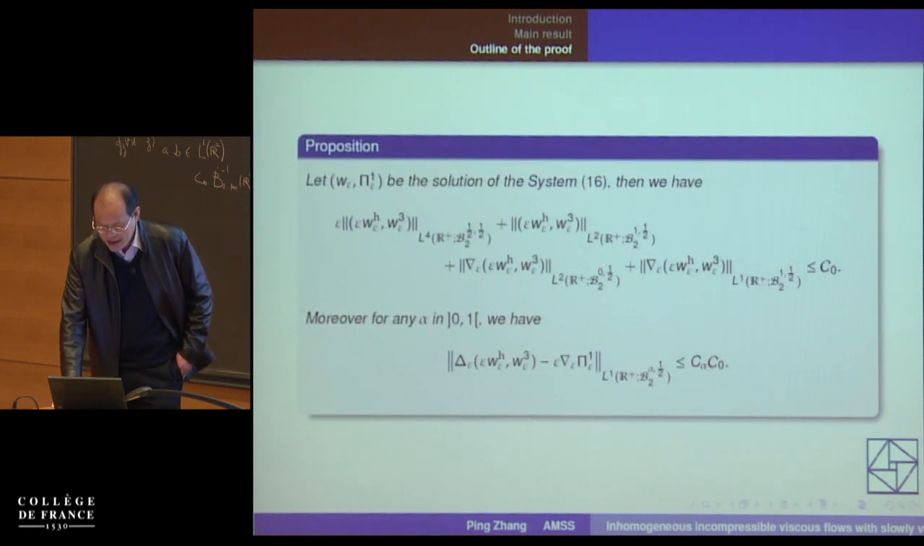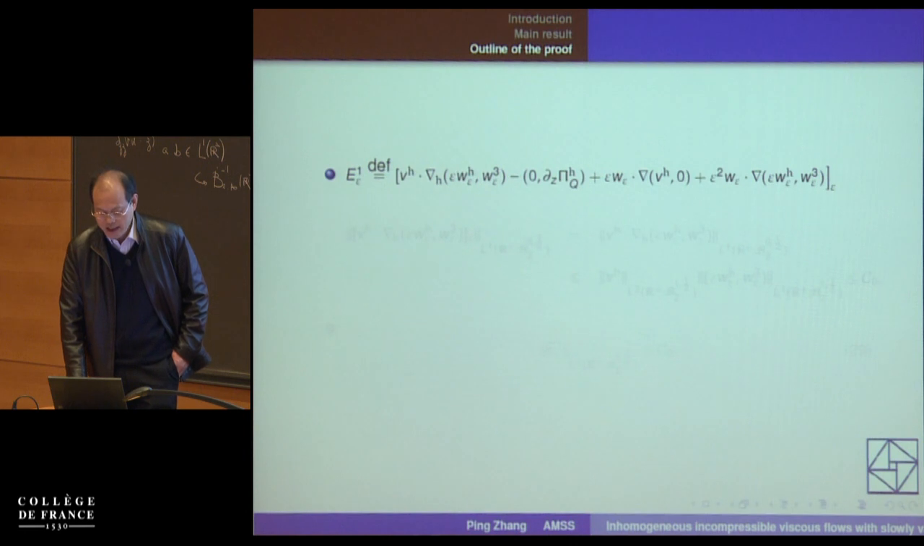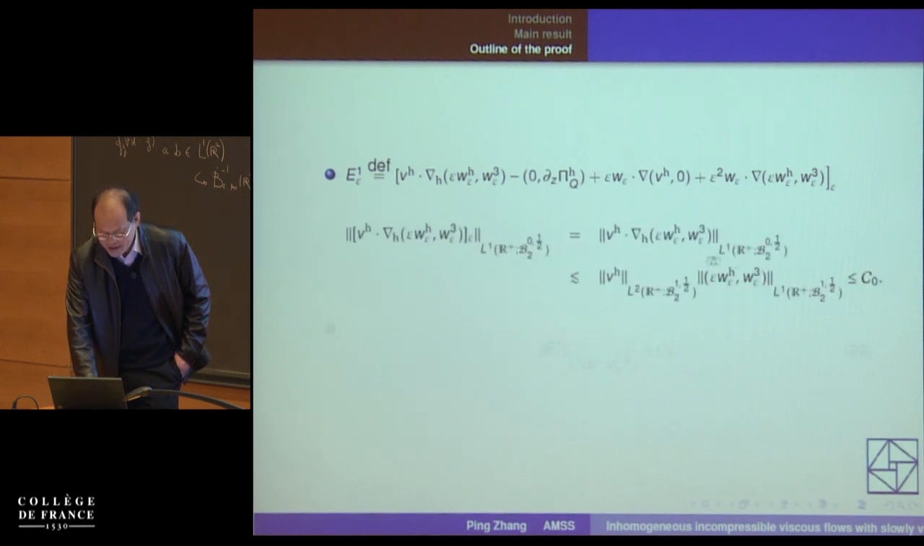With these two estimates, we can have a good estimate for this error term, E1 of epsilon. For instance, let's take a look at this term, just as an example. For this term, because the last index is 1/2, because of the homogeneity of this definition, as we explained before, this bracket of epsilon norm is equivalent to this part without the bracket.